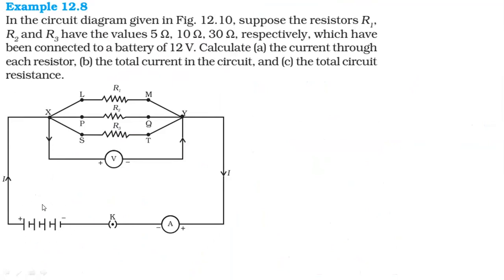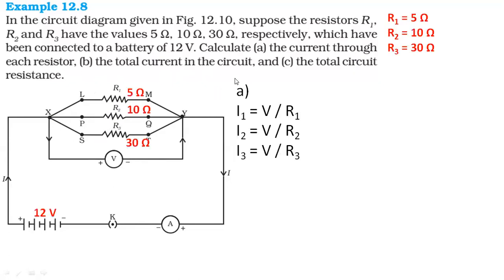So this is a battery, and what is the voltage? 12 volt. Then they are saying calculate current through each resistor. So they are asking us to calculate current through R1, through R2 and through R3. And what would be those currents? I1, I2 and I3 they are asking. Then they are asking total current, means this I value. And then they are asking total resistance. So total circuit resistance is very simple. That is just a parallel circuit. So first we will calculate current through each resistor. Now to calculate current through each resistor, the values we need are these. So I have written those values 5 ohm, 10 ohm and 30 ohm here.